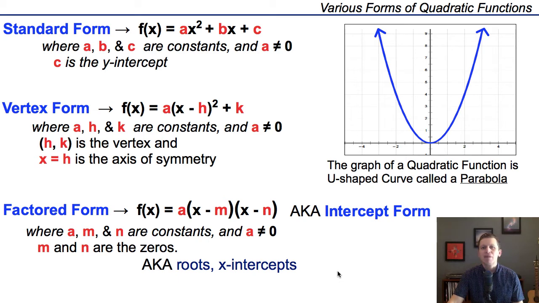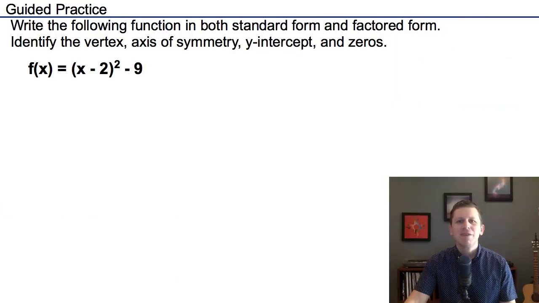Let's look at an example that can bring all of these definitions and knowledge together. In this example here, we want to write the function in both standard form and factored form. After we do so, we want to identify the vertex, the axis of symmetry, the y-intercept, and any zeros.